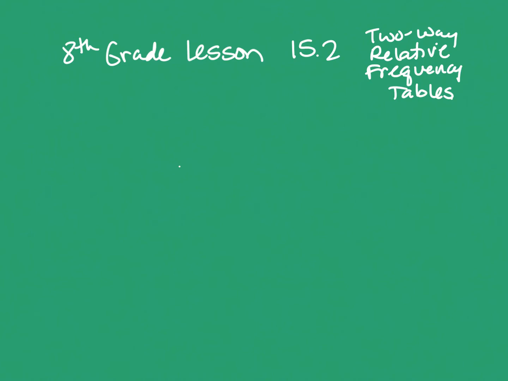Eighth grade lesson 15.2 is two-way relative frequency tables. It's really just an extension of 15.1, building on it. There's quite a bit of vocabulary, and it's building on what you learned on the two-way frequency tables. So we're just going to get a little deeper into it, but it's our last lesson.